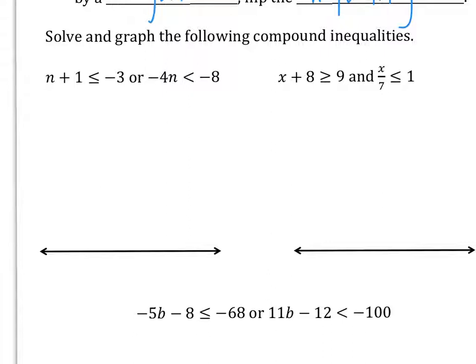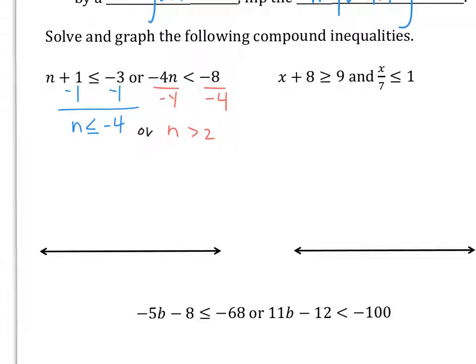So I'm going to solve both these inequalities separately. So I'll subtract 1 and get n is less than or equal to -4. And the second inequality, I'm going to divide by a -4. And when I divide by a negative, this is what we just wrote down, we must flip the inequality. So n is greater than 2. So here I get n is less than or equal to -4, or n is greater than 2.